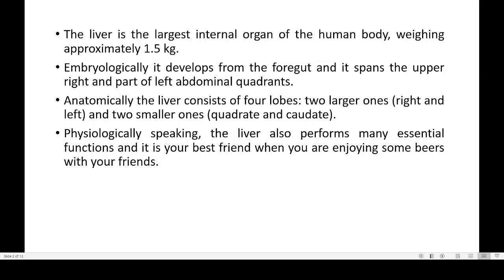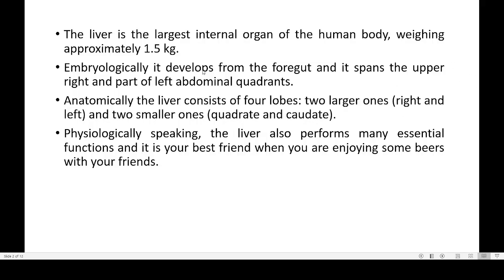Now, embryologically, during the time of embryology, you might have studied that there are three regions: foregut, midgut, and hindgut. Here, the development of the liver actually takes place from the foregut region of the embryo, and it spans the upper right side, most of the time just above the stomach, and part of the left abdominal quadrant. So this is regarding the position of the liver.